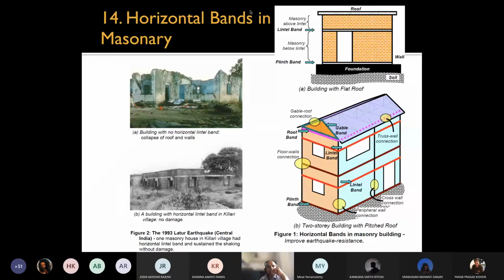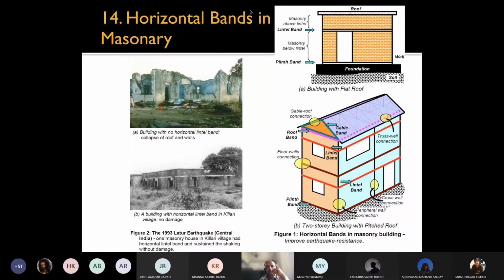Whereas the lower building, though it is made of masonry and is unplastered, was able to withstand the stress of the earthquake just by the presence of a lintel band. On the right, you have the three-tier building with a flat roof. You have foundations, plinth band, masonry below the lintel, lintel band, masonry above the lintel, and roof. These are the minimum courses or ties that you have.